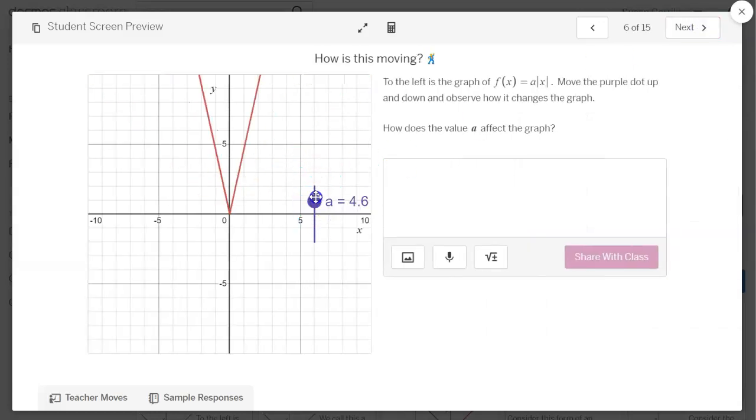And then this one, they're moving the value of A up and down. The question is, how does that value of A affect this graph? Yeah, what's that number 6 going to do to it? How about 1? And so forth.